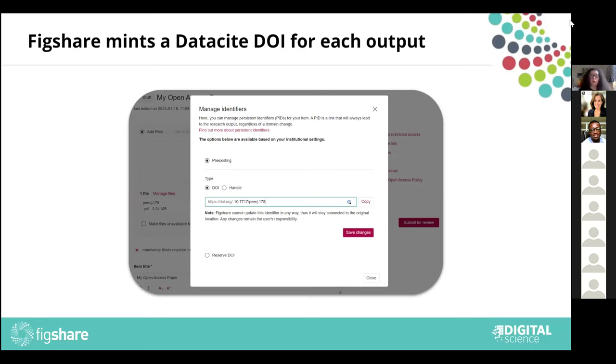In Figshare, we mint the DOI, but you are also able to choose and upload a pre-existing DOI if you want to link the data that you have to a publication, for example, that might already have a DOI from the publisher. You can also put a handle if you want. So this is just an example here. But the main takeaway is everything that you upload in Figshare is given a DOI to identify it.